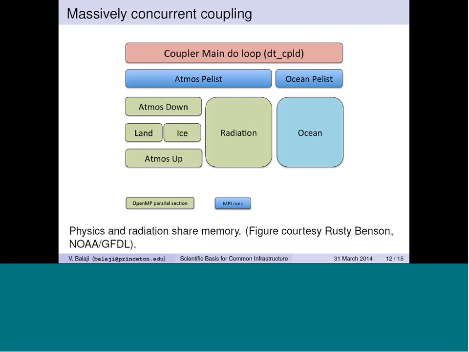So as an example, here is something we're trying to build at GFDL where the radiation code is running concurrently with the atmosphere, for example, using shared memory, whereas the atmosphere and ocean are running concurrently using MPI, or communications. So these kind of architectures are under development, and each of these will have a different implication for the physics of coupling.